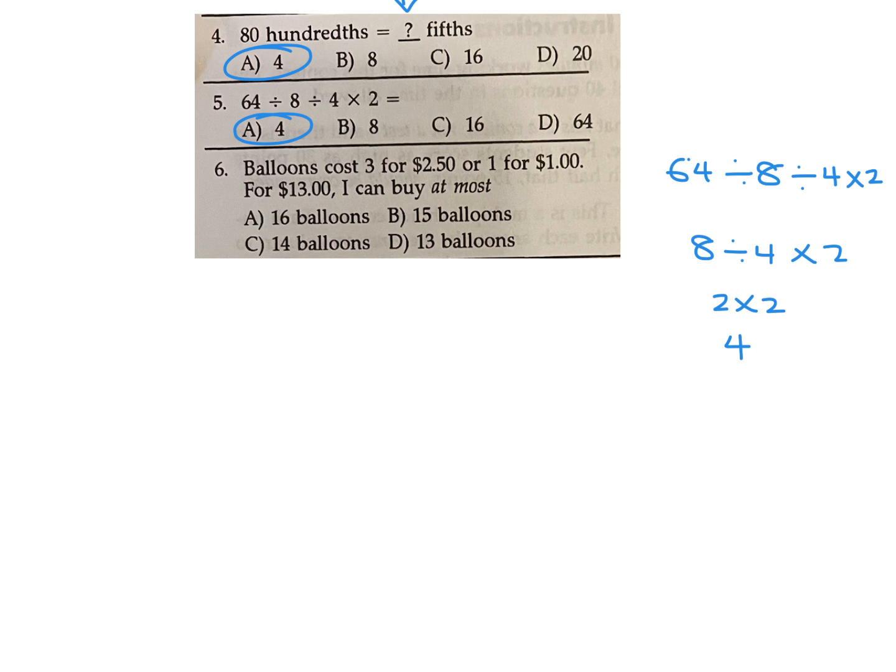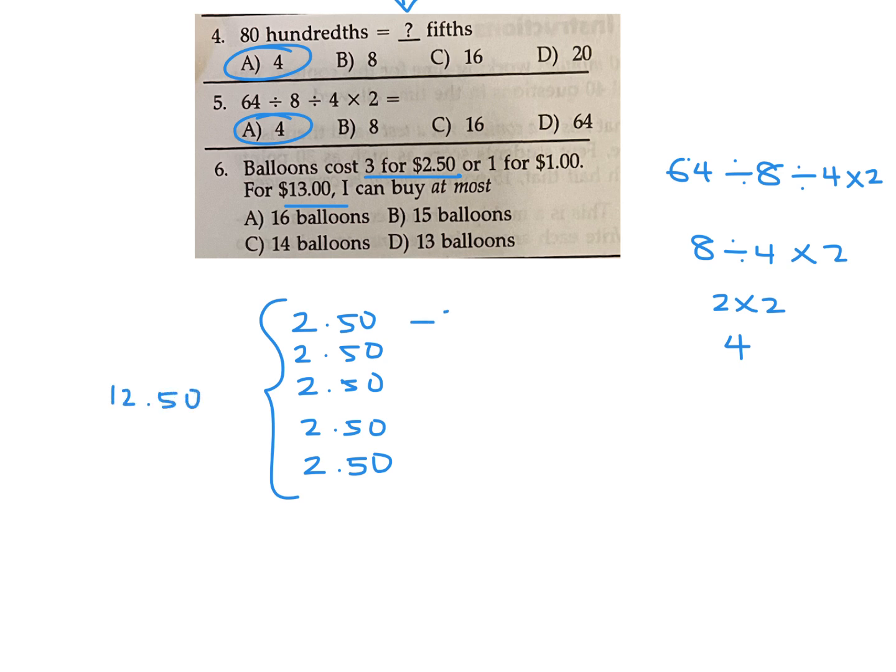Balloons cost 3 for $2.50 or 1 for $1. For $13, how many can I buy at most? Okay, so let's see. We want to maximize, so let's go with this deal. That's probably the better deal. So let's see how many $2.50s I can squeeze into $13. That's $12.50. I think that's the most I can squeeze in. For each of these, I got 3 balloons. So the total number of balloons will be 15, and that's the max, and therefore number 6 would be B.